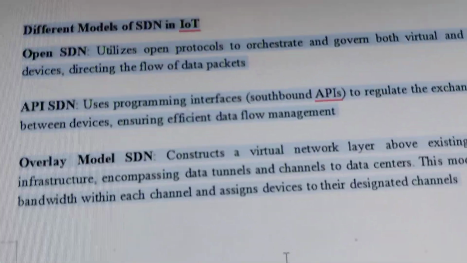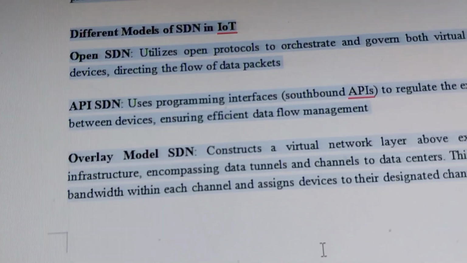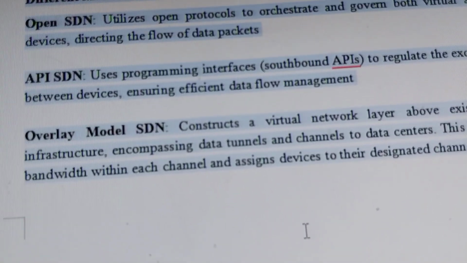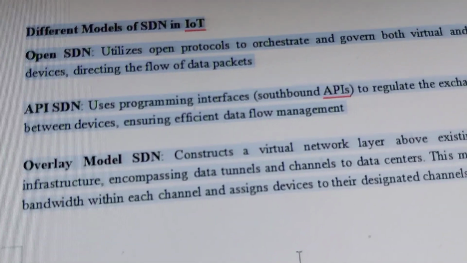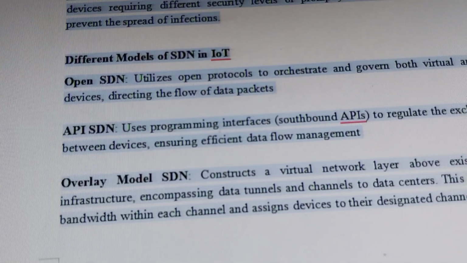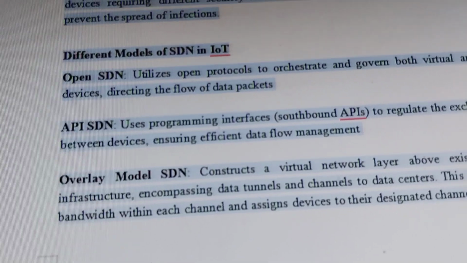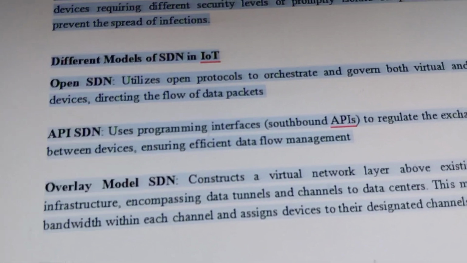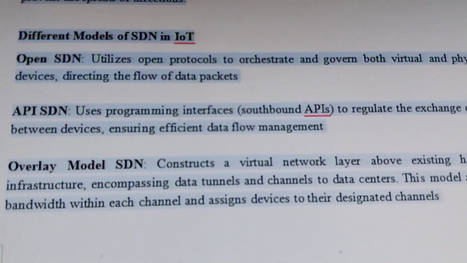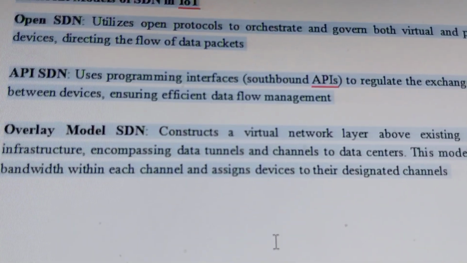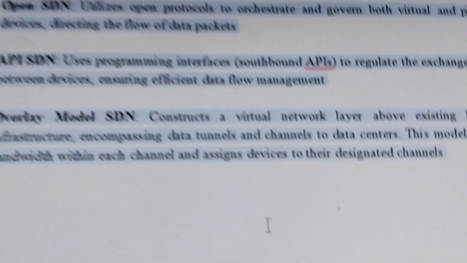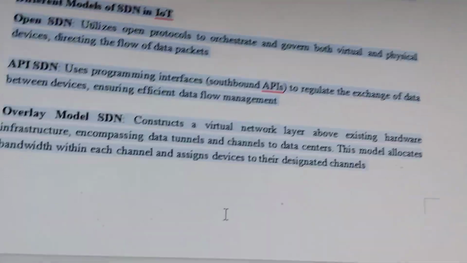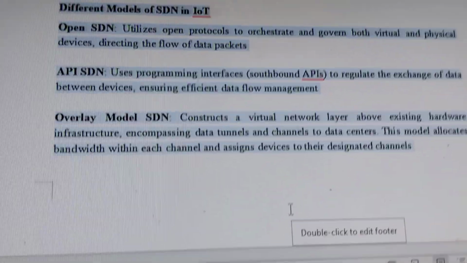API uses programming interfaces to regulate the exchange of data. API is how the data is exchanged, ensuring efficient data flow management. Overall, modern SDN constructs a virtual network above existing hardware infrastructures. This is a virtual network layer over the existing hardware infrastructure.